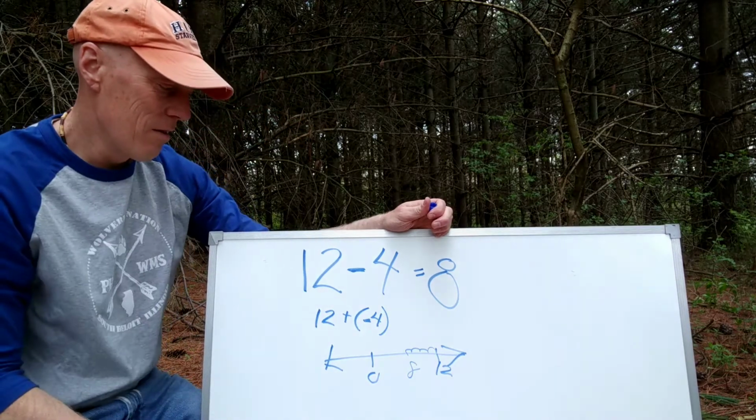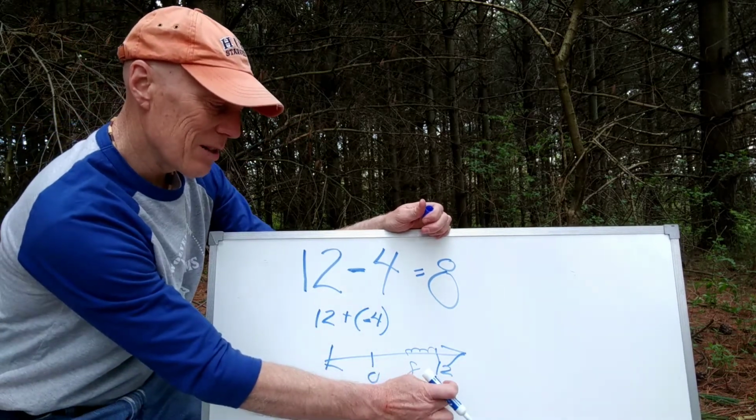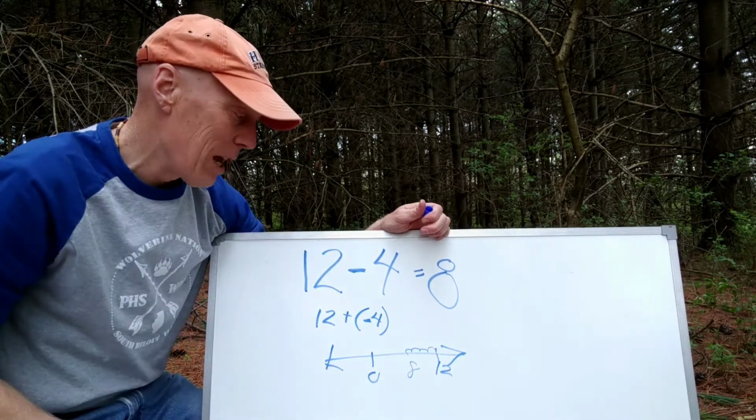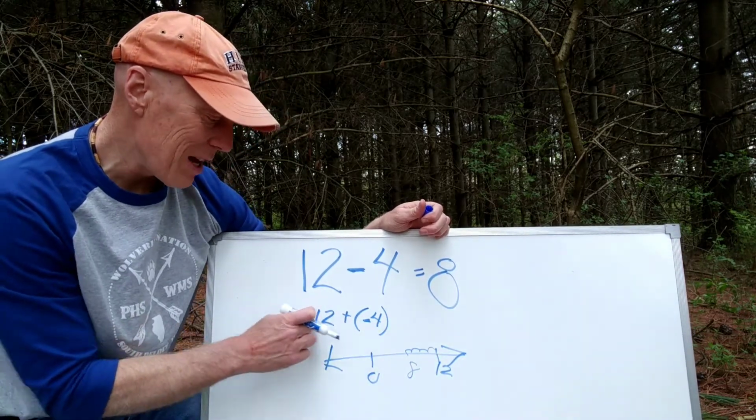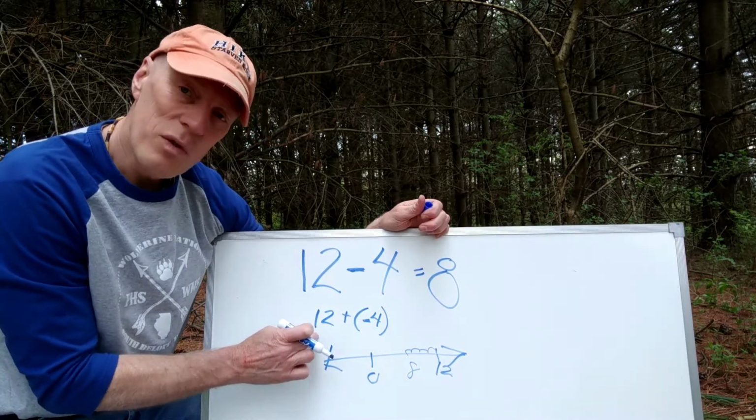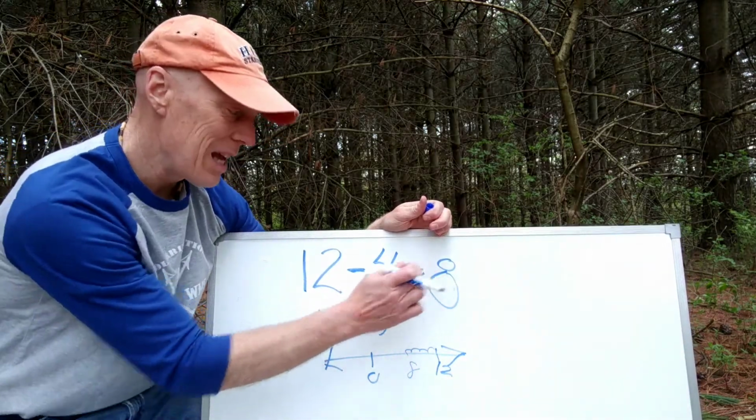Positive 8. How do you know it's positive? Because we started at a positive 12 and we only took 4 away, so we're still on the positive side of the 0 on the number line. Not only that, but 12 is a positive, 4 is a negative. Which is farther from 0? 12. 12 is farther from 0. 12 is a positive, so my answer will be positive.